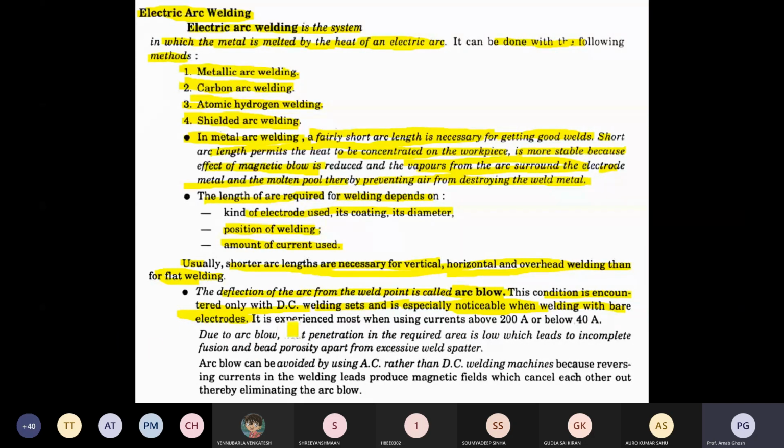Means not so expensive one. It is expensive most when the current is above 200 ampere or below 440 amperes. Okay, so you have to make it in the moderate region, in between 40 to 200 ampere.